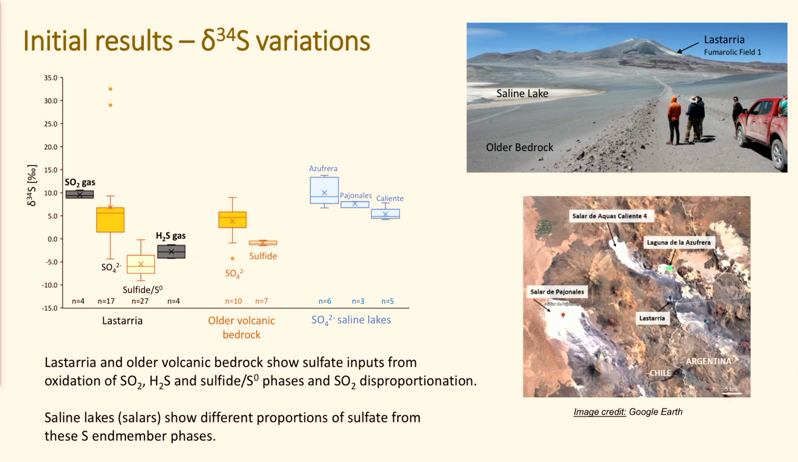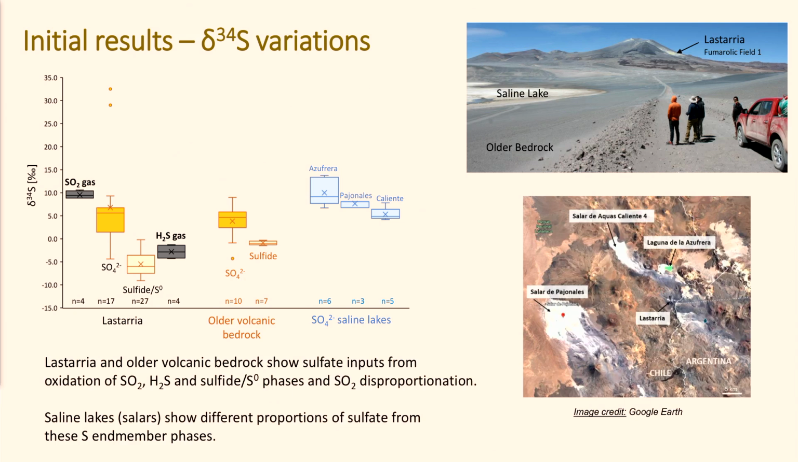And then when we looked at saline lakes, called salars in Chile, you can see that there is distinctive isotopic variation. The Azufrera lake, which is located in the closest proximity to Lastarria, you can actually see a little bit of that lake over here, had the highest delta 34S values of sulfide, which suggested that this lake receives quite big contributions of sulfide from oxidation of those SO2 gases.